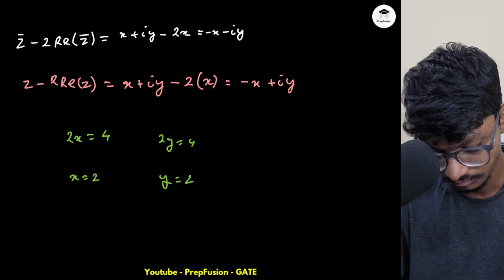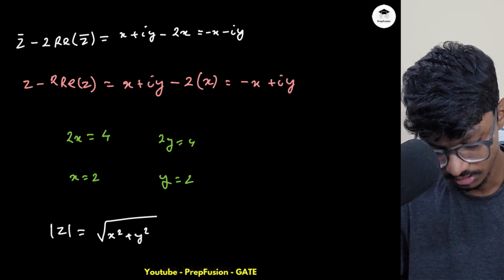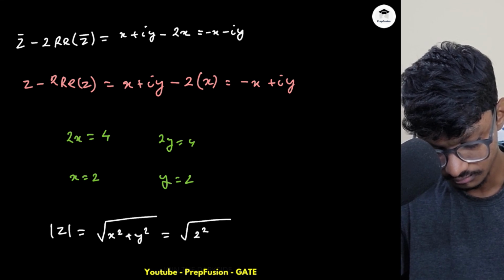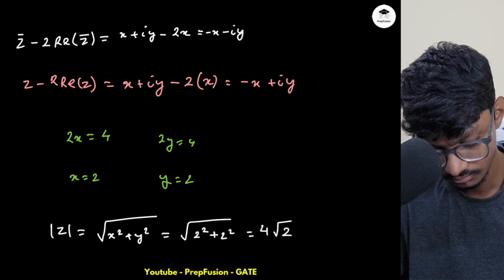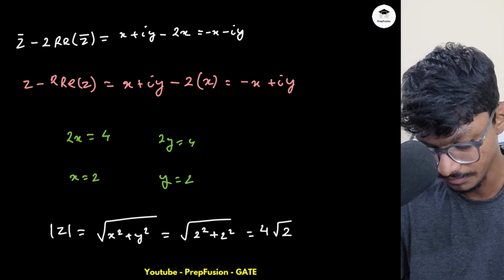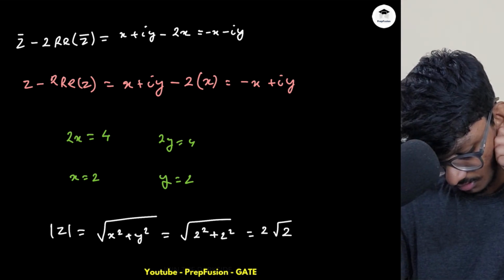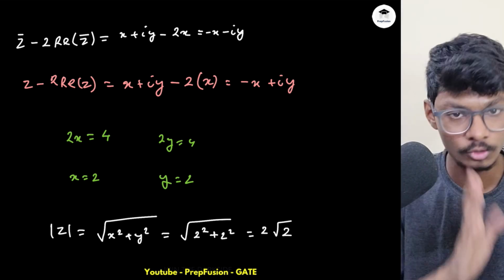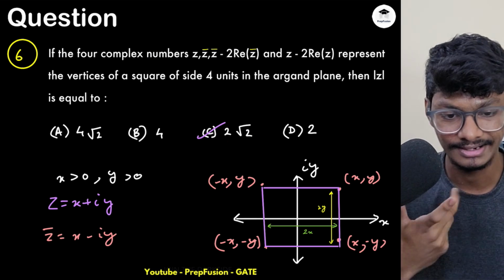So mod of z will be under root x square plus y square, which is under root 2 square plus 2 square. 4 plus 4 is 8, and if I take the under root of that, it will be 2 under root 2. So like it is given in option C. So this will be the answer. These types of basic questions may come.